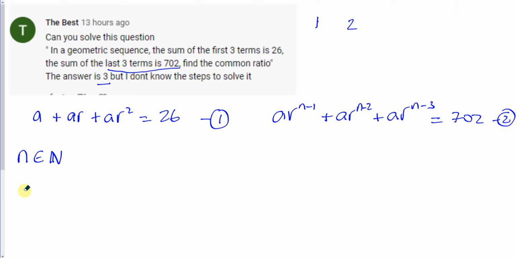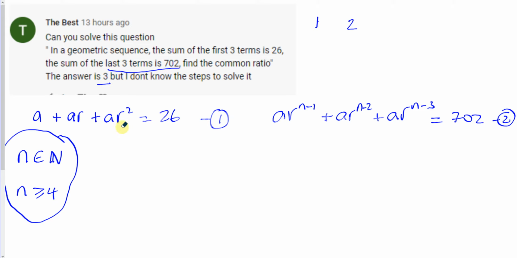We also know that the number of terms in the sequence must be greater than or equal to 4. You can't have less than 3 terms in the sequence, because otherwise it wouldn't make sense, the sum of the first 3 terms. You can't even have 3 terms in the sequence, because the sum of the first 3 terms and the sum of the last 3 terms would be the same sum, because they will be the same terms. So the least number of terms in the sequence is 4. You could have more terms than that. So with these two conditions here, that might help us to actually take a guess once we've got close to the answer.